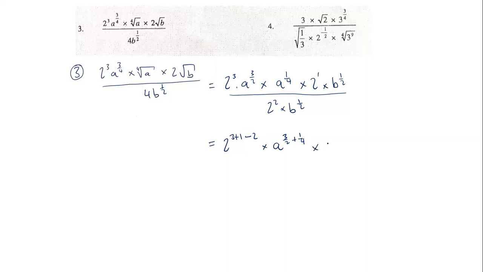Now we move to b's. At the top, we have b to the power of 1 over 2. Now we have b at the bottom below the division line, so we're going to subtract these exponents because we are dividing our bases. So here we're going to have negative 1 over 2. Now let us deal with our numbers.